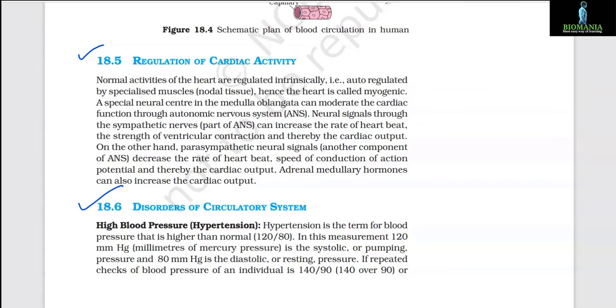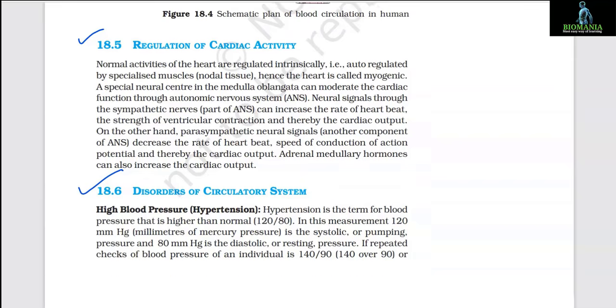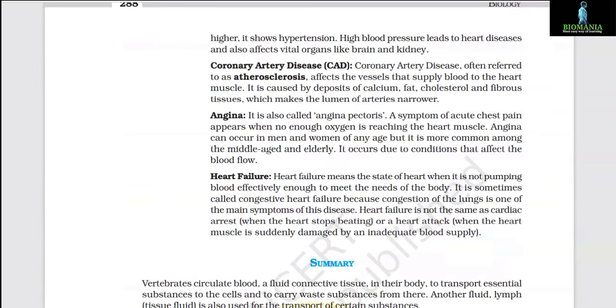18.6 Disorders of circulatory system. High blood pressure, hypertension. Hypertension is a term for blood pressure that is higher than normal, 120/80. In this measurement, 120 mmHg, that is millimeters of mercury pressure, is the systolic or pumping pressure and 80 mmHg is the diastolic or resting pressure. If repeated checks of blood pressure of an individual show 140 over 90 or higher, it shows hypertension. High blood pressure leads to heart diseases and also affects vital organs like brain and kidney.